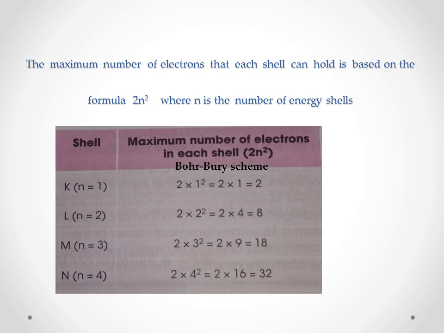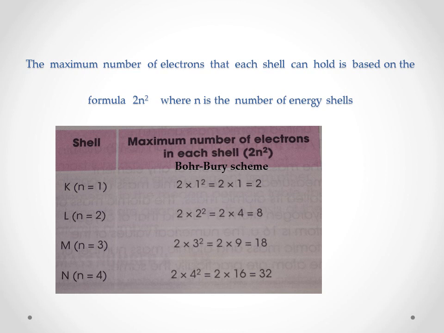Here you have the table. K shell, the first shell, is very close to the nucleus. Here n equal to 1. You know n is the number of energy shells. Since K is the first shell, n equal to 1. Therefore, according to the formula 2n square, 2 into n square, n is 1, therefore 2 into 1 square equal to 2 into 1, that is equal to 2. So, the maximum number of electrons in K shell is 2.